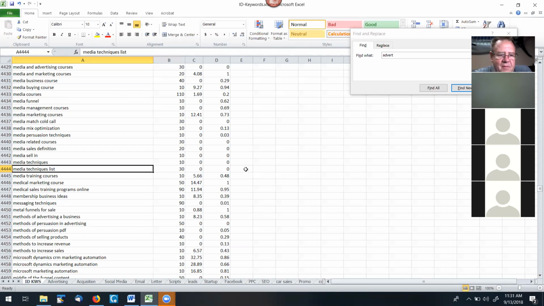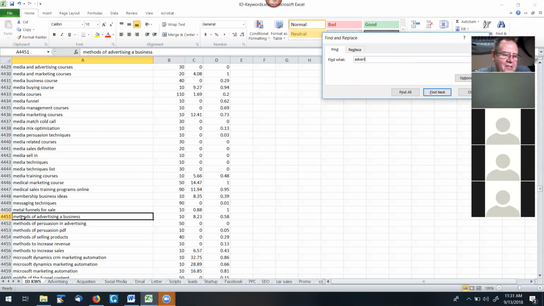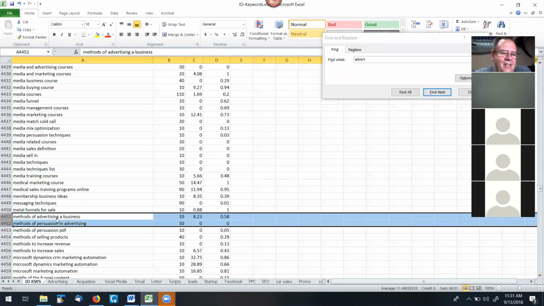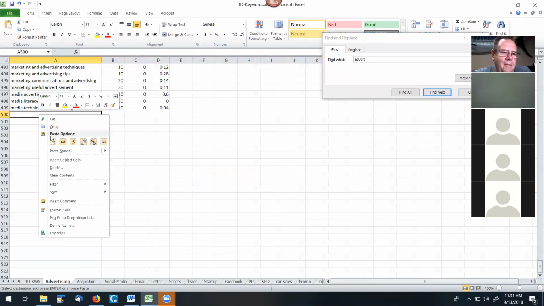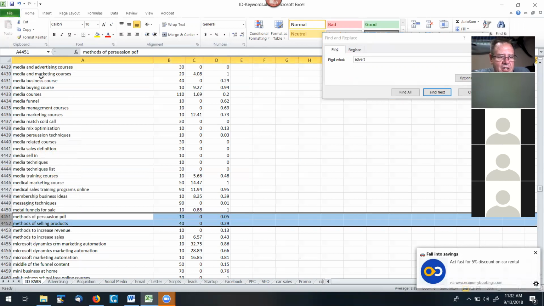But you can see where I'm left at here is I'm on line 4,444, and what I'm doing, I've got the search box up here, the find box, and I'm looking for stuff that has advert in it. So when I click here, here's methods of advertising, methods of persuasion in advertising. And what I'm doing, I'm taking everything that has to do with advertising, I'm copying it, I'm going over to the advertising tab, and I'm pasting it in there. And then I'll come back over here and I'll delete this out. So I'm reducing this list.